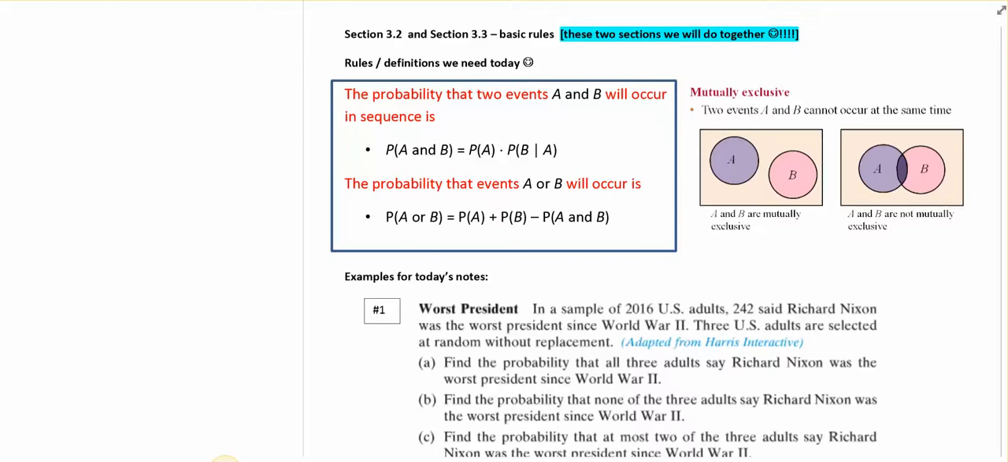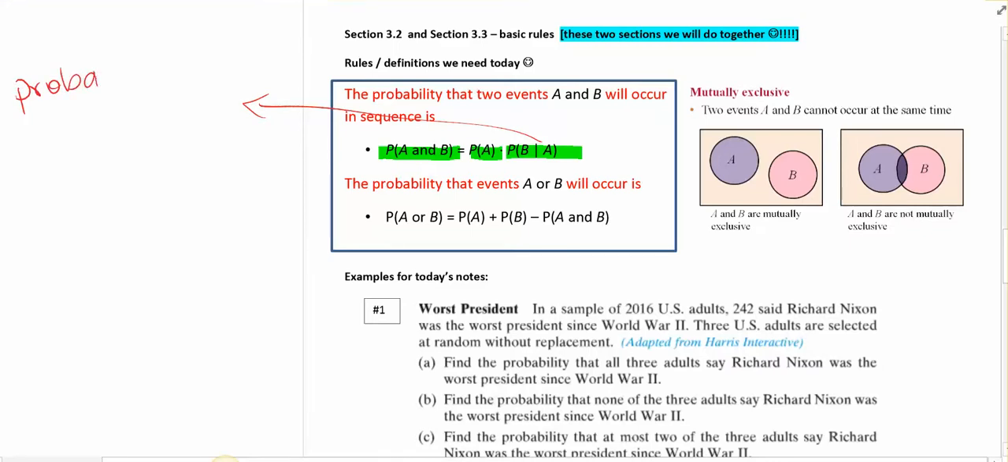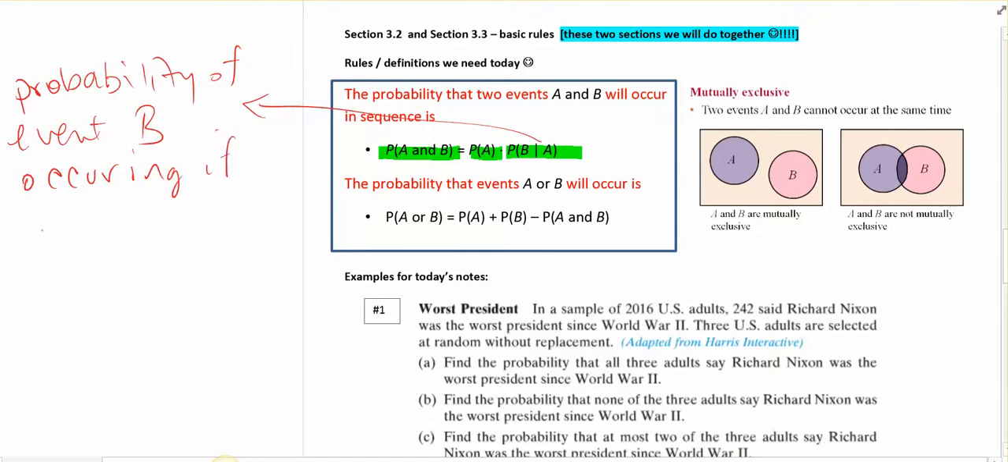The probability of two events, A and B, occurring in a sequence is read like this: the probability of A and B is equal to the probability of A times the probability of B, given A has occurred. So let's write that down. This is read the probability of event B occurring if event A has already occurred.